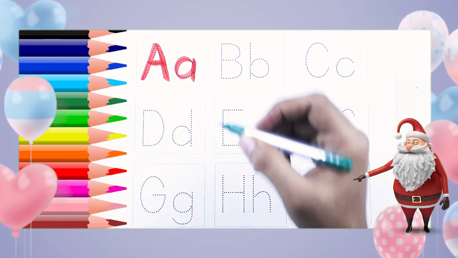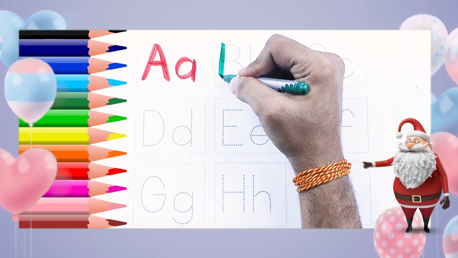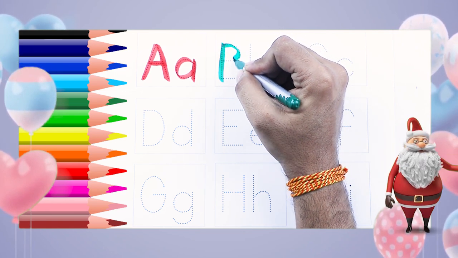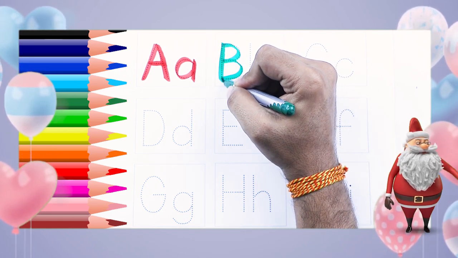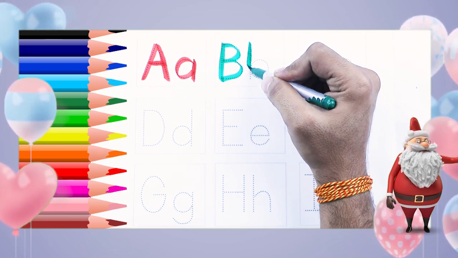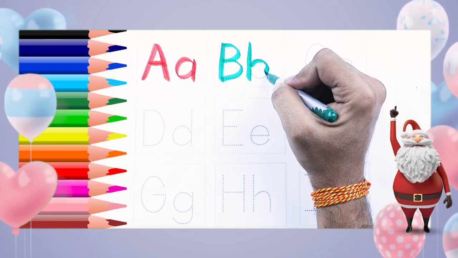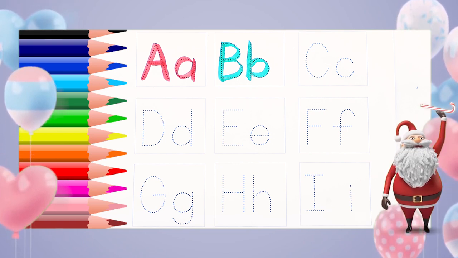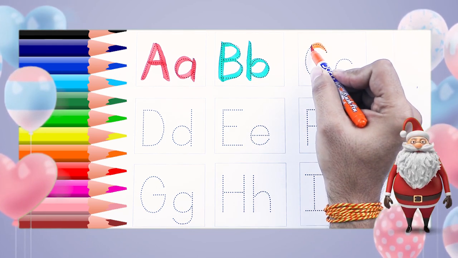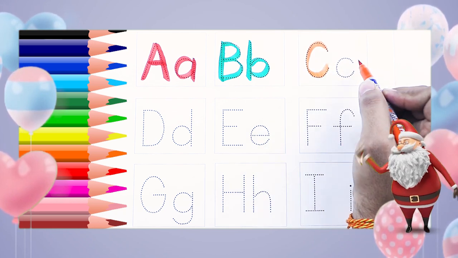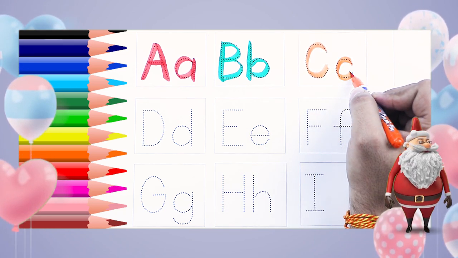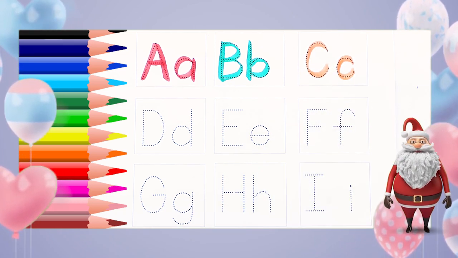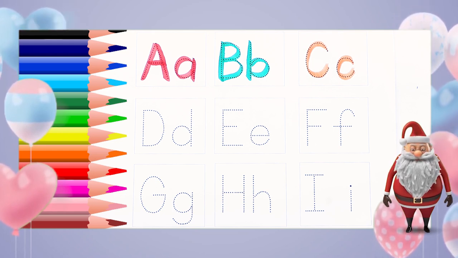Orange color, green color. Capital B, B for ball. Green color, small b, B for ball. Orange color, C, C for cat, capital C. Orange color, small c, C for cat.